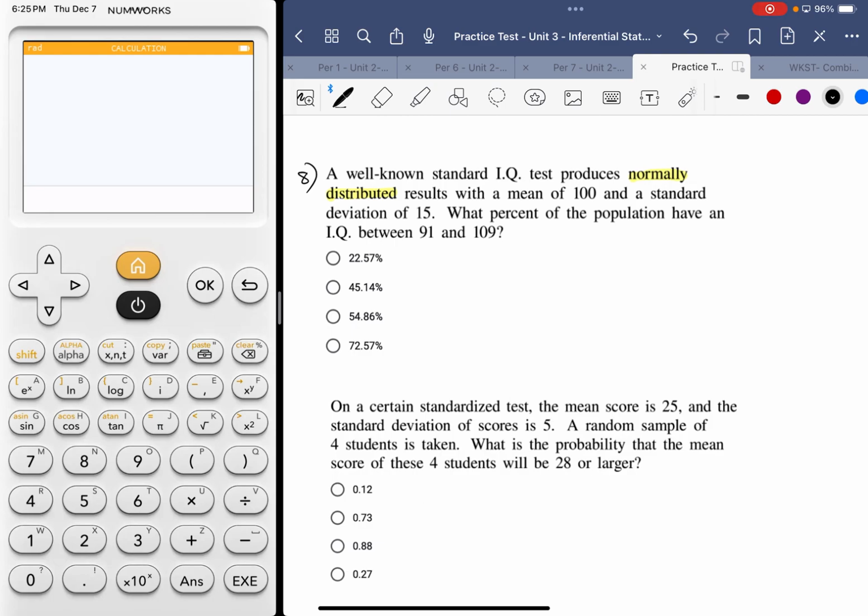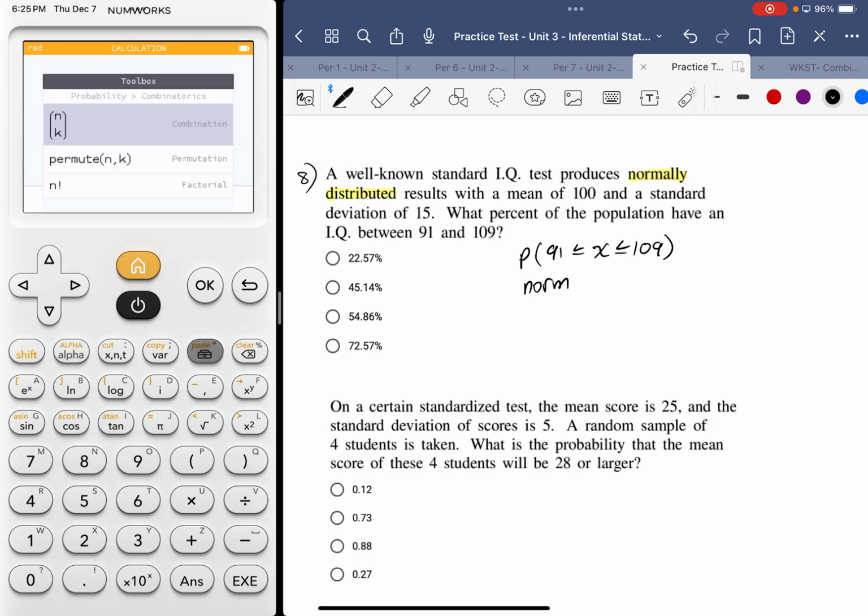It's something you could do entirely on the calculator, which a lot of people really like. So I'm just going to get into the notation a little bit. We're looking for the probability that there's some value between 91 and 109. Because it's a normal distribution, I would use the normal CDF function. I forget if it's norm or normal, but it's in your probability distributions menu. I'll just make a little note here.